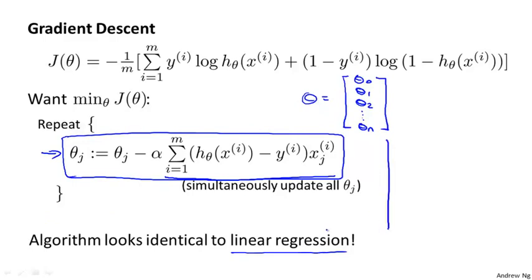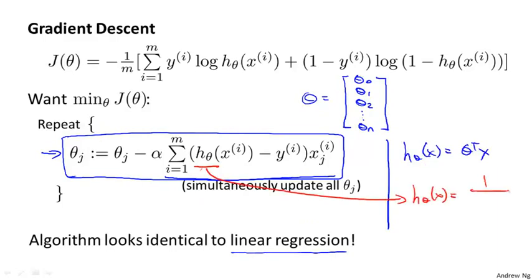Well, this is resolved by observing that for logistic regression, what has changed is the definition of the hypothesis. Whereas for linear regression, we had h of x equals theta transpose x, now the definition of h of x is instead 1 over 1 plus e to the negative theta transpose x. So even though the update rule looks cosmetically identical, because the definition of the hypothesis has changed, this is actually not the same thing as gradient descent for linear regression.